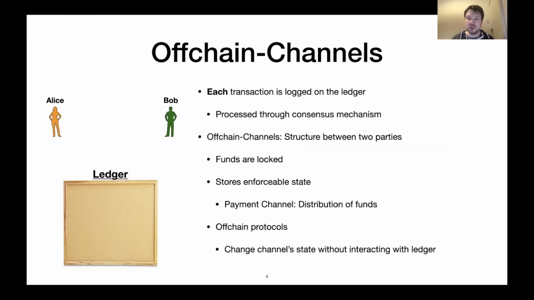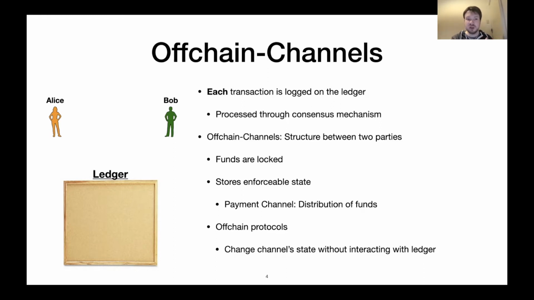Each transaction that should be added onto the ledger has to go through this consensus mechanism, which is quite expensive, so this has some implications on the scalability of the system as a whole. One approach to mitigate this are so-called off-chain channels. The idea is that we want to reduce the number of transactions that actually have to be sent to the ledger. And well, they basically work like this.